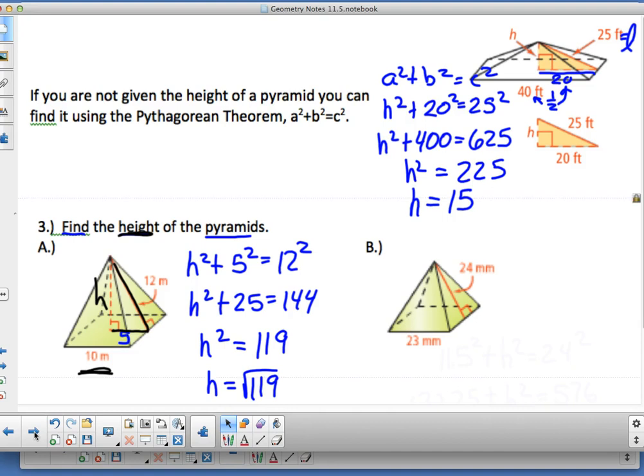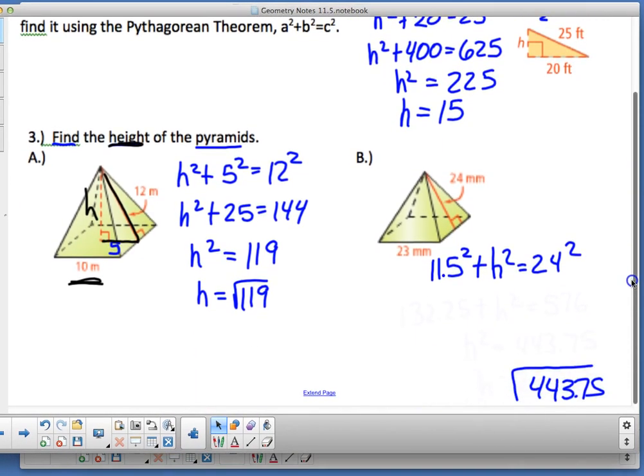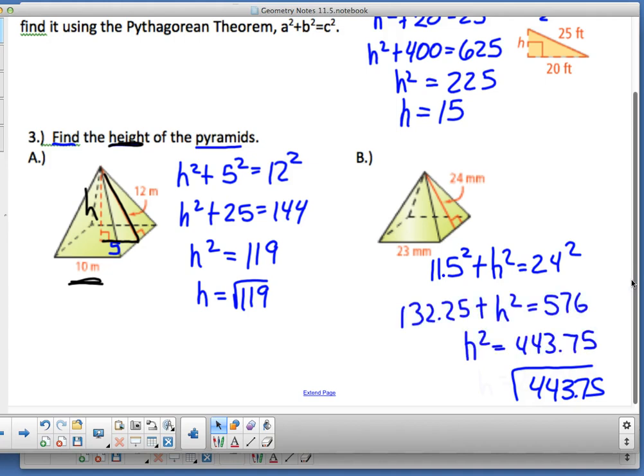Now, as we're going through here, maybe I put it down on the bottom. Slide this up. Slide this over a little bit. Okay, as you're going through, are you okay with the square root of 443.75? Yes or no? We either get it or we don't right now. We shouldn't be close. We should be, I get it.